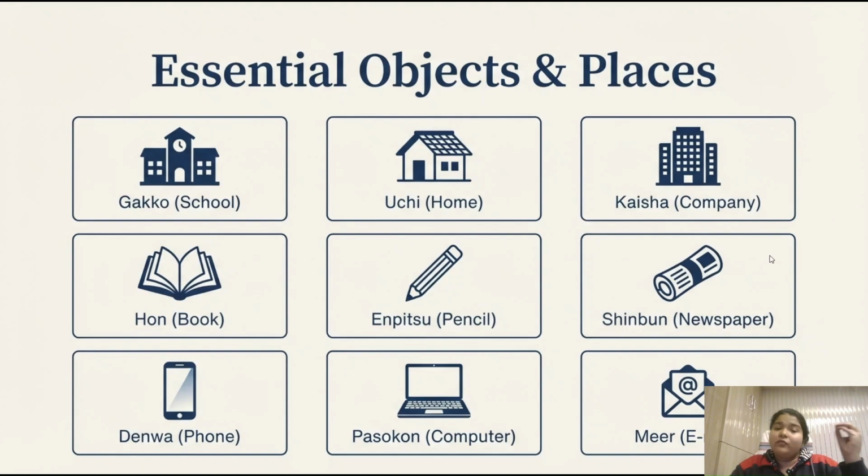Okay. And if we are talking about pencil, it's going to be enpitsu. When we are talking about newspapers, it's going to be shinbun. When we are talking about phones, it's going to be denwa. When we are talking about computers, like you may be watching from the computer or your phones, we do know now what they are called in Japanese, right? Phones are denwa and computers are pasokon. If you get an email, you are going to call it meru. And this is all the most simple and basic thing that you can actually remember and recall.